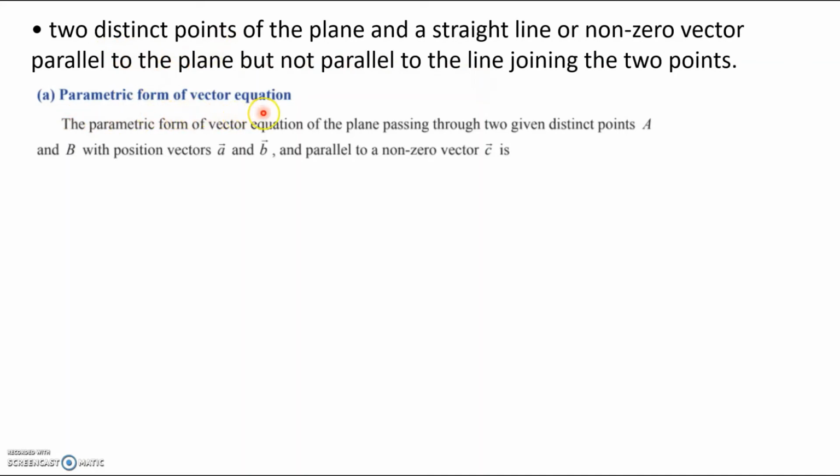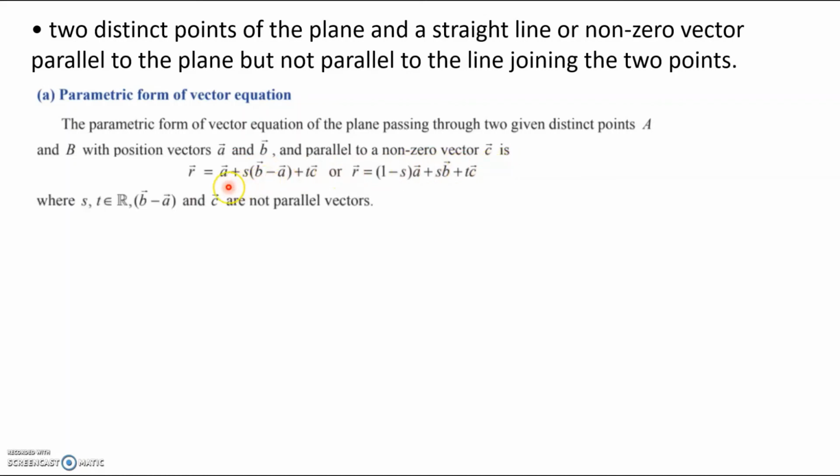So the parametric form of such a condition can be obtained. The parametric form of vector equation of the plane passing through 2 given distinct points A and B with position vectors A and B and parallel to non-zero vector C is, R vector, the position vector of any point P, is equal to A vector plus S times B minus A vector, where S is a scalar quantity, plus T C vector. Again, T is a scalar quantity, or you can rearrange this formula as R vector is equal to 1 minus S A vector plus S B vector plus T C vector, where S, T belong to R and B minus A and C vector are not parallel vectors.